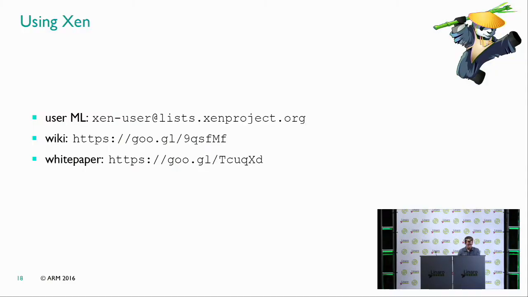If you want to contribute, if you want to use Xen, we have different ways to communicate and to get more information. You have the user mailing list where you can ask questions about how to use Xen, if it doesn't work, or if you're not sure what can be done. We also have a wiki where we explain how to build Xen for ARM and how to set it up for specific boards. And we have a white paper explaining the architecture of Xen on ARM and, in general, how to port an operating system to run as a guest.